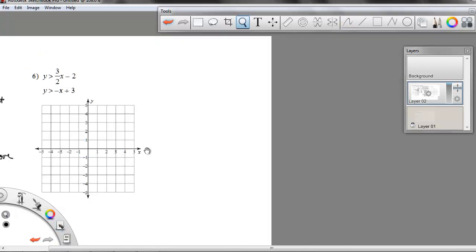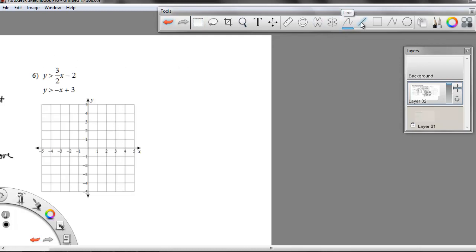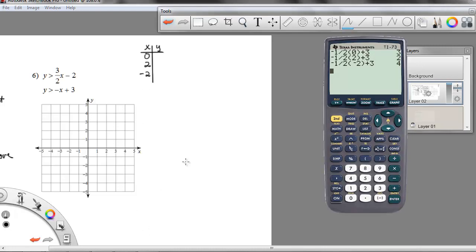Okay, number 6. This is a little bit more interesting as far as the equation. Let's go ahead and graph our points. The first x will be 0, and then my denominator is 2, so I'll use 2 and negative 2. I'll get my calculator and put my values in so I don't make any mistakes with my signs. Be careful to type it in correctly. 3 divided by 2 times 0, in parentheses, minus 2 will give me a negative 2.